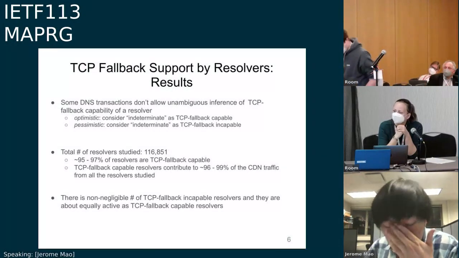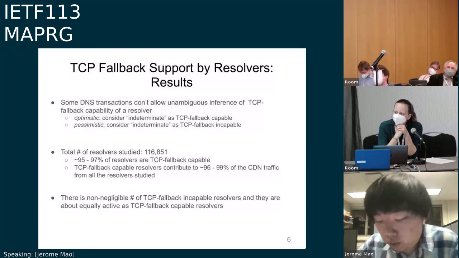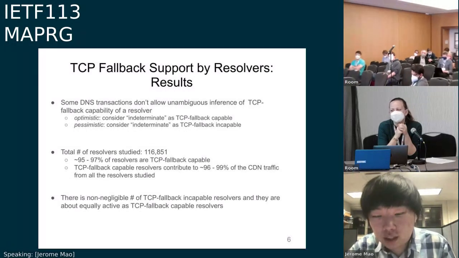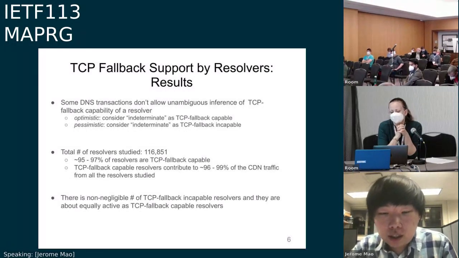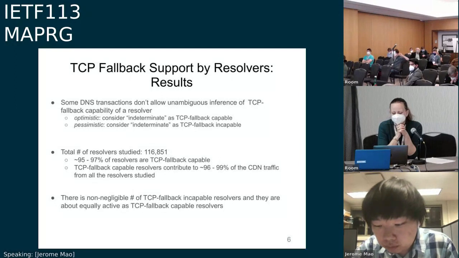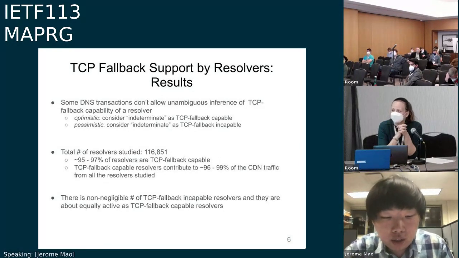Thank you. So first of all, let me try to repeat your question. Your first question is, maybe some of the TCP fallback capable resolvers or some TCP fallback incapable resolvers are not used in real world applications. So how do we know that, right?